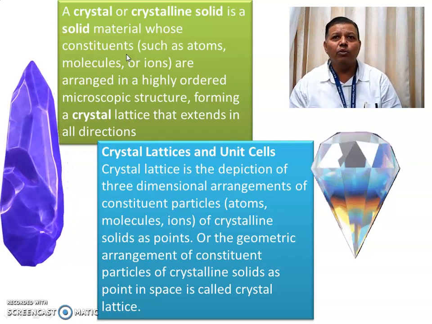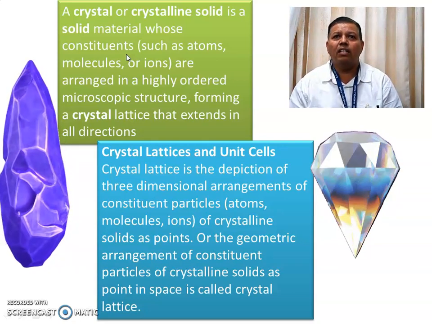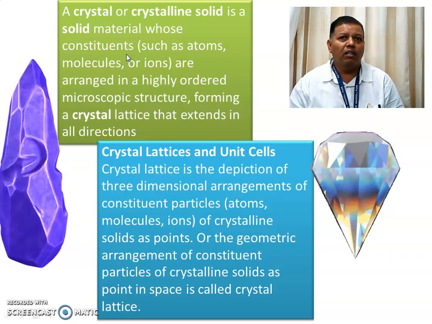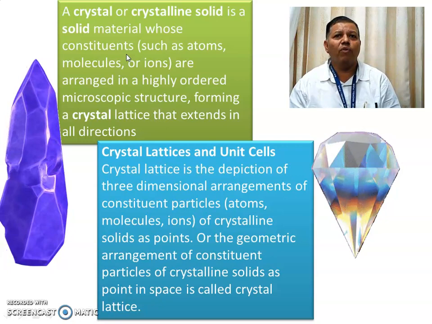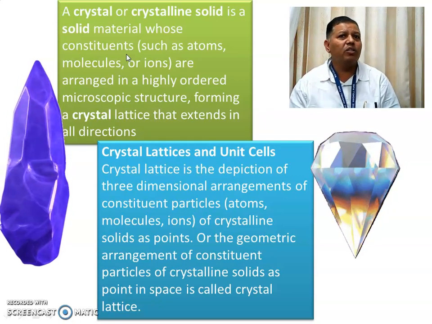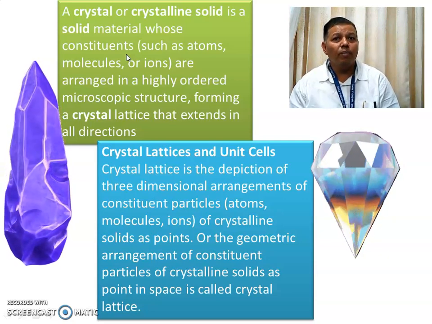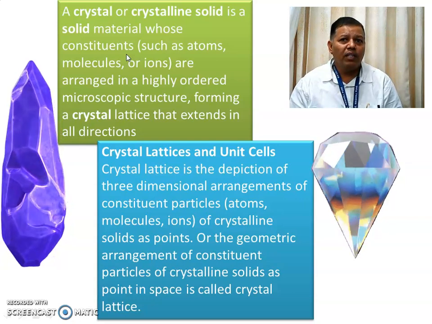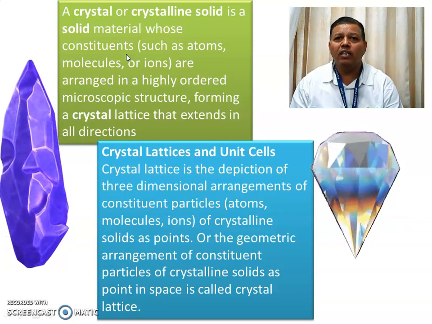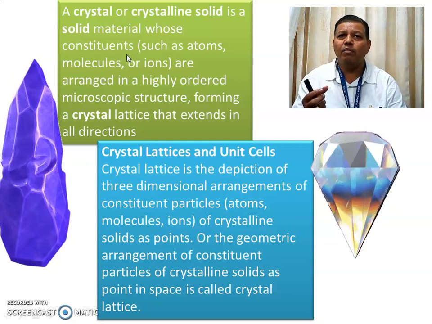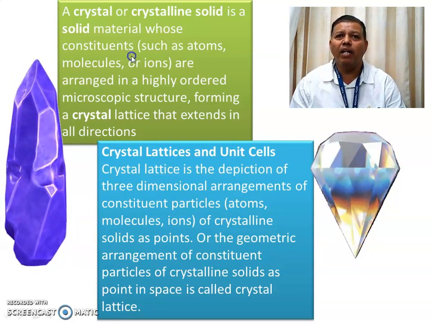The crystal lattice and unit cell. Crystal lattice is the depiction of the three dimensional arrangement of constituent particles like atoms, molecules, ions of a crystalline solid as points, or the geometric arrangement of the constituent particles of a crystalline solid as points in space is called a crystal lattice. It means each and every atom is joined together in a perfect manner.